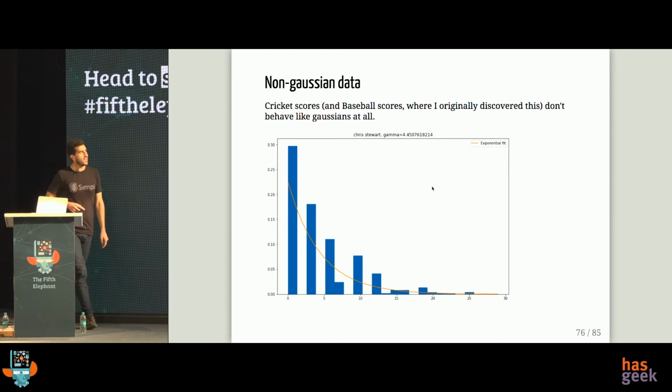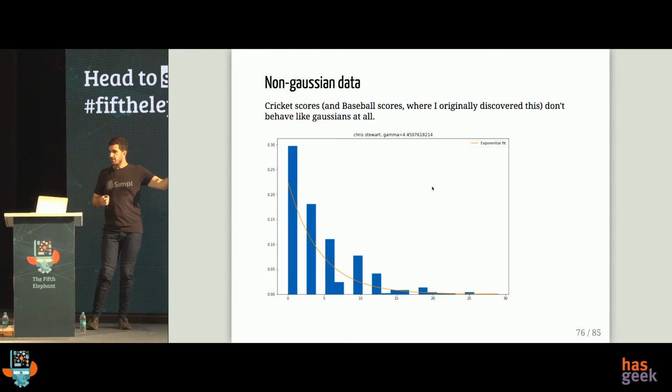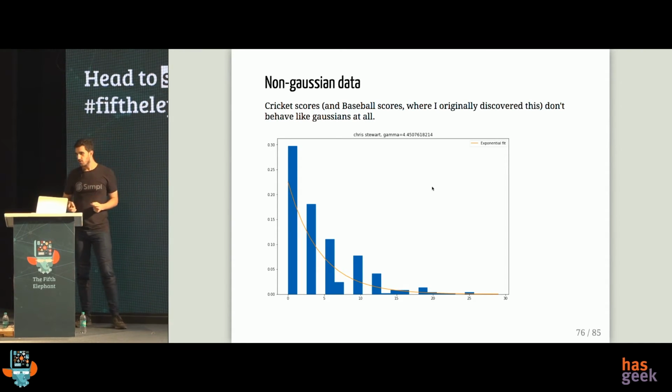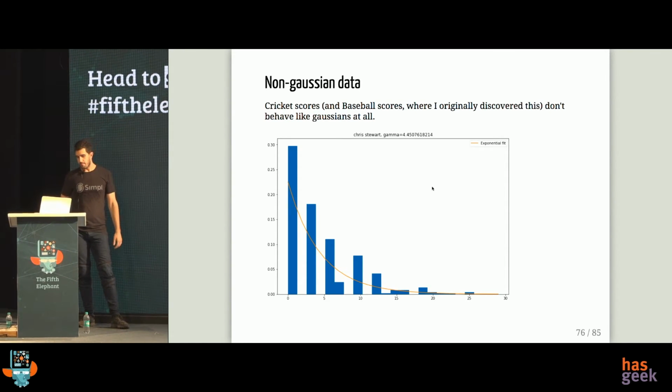What's varying here is the decay rate of this exponential distribution. The data is not centered anywhere. If you graph the data, most people score 0 points in any individual game. So this is not an exponential distribution. It's not a Gaussian. This is not any kind of a centered distribution.